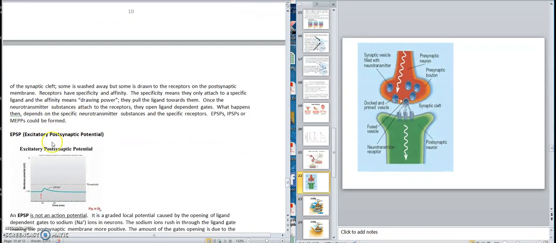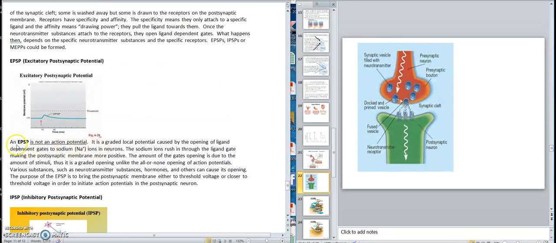Now, EPSP is what I mentioned in neurons. An EPSP is not an action potential. It's going to occur up in this area. It is a graded local potential caused by the opening of ligand-dependent gates to sodium. The sodium comes in, so the gate would allow sodium to come in. What does sodium do? Make the inside more positive. What would that do? If enough sodium came in, you may cause this neuron to do an action potential.